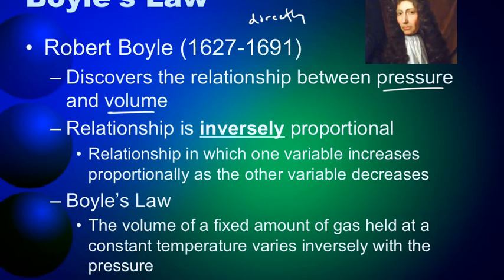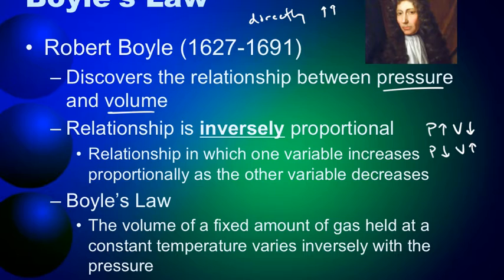Inversely proportional means as one variable goes up, the other variable would go down. Whatever one of them does, the other variable does the opposite thing. Directly proportional means if one of them goes up, the other one would also go up. Or if one goes down, the other one also goes down. So what that means here is that Boyle discovers that if, say, pressure goes up, that means that volume must go down. Or if pressure goes down, then volume must go up. He discovers their relationship is inversely proportional.